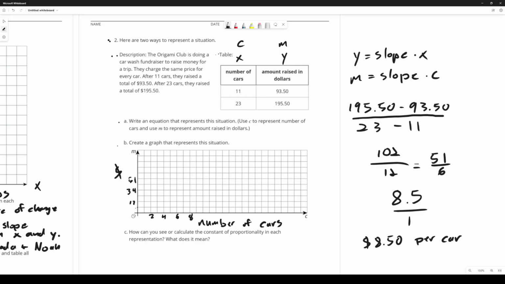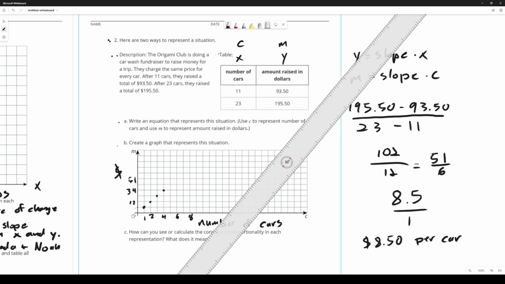Now you can continue going, but I'm going to start plotting some of my points now. So I know it's going to be $8.50 for one car. Remember, here's the number 1, and this first one is $8.50, so I'm going to go right here. Then for 2 cars, that should be $17. For 3 cars, it should be this point. For 4 cars, it should be this point at $34, and on and on. Then I'm going to take my straight edge, draw my line.